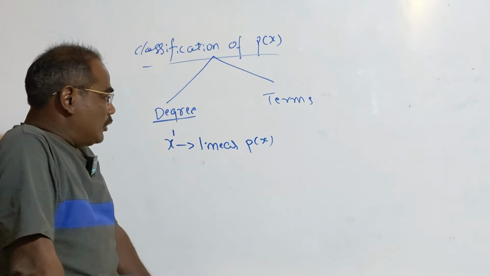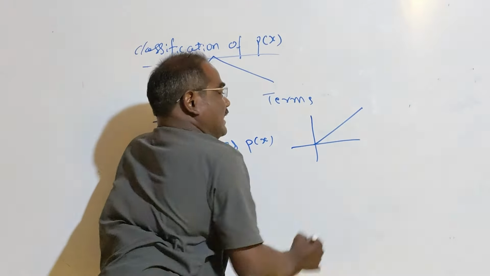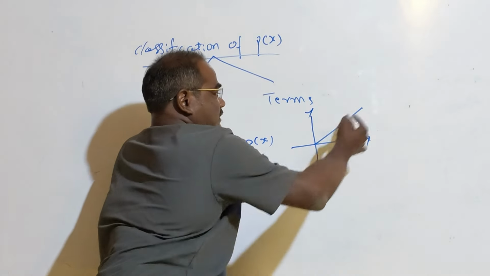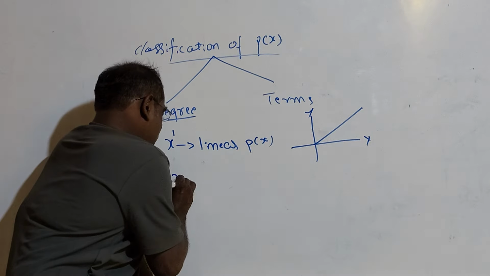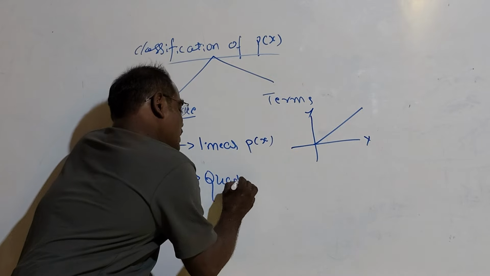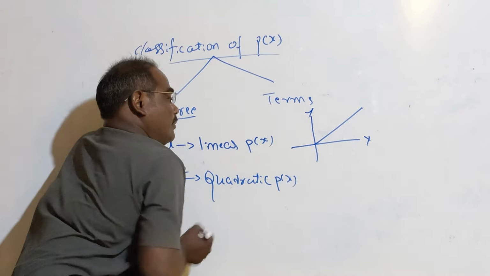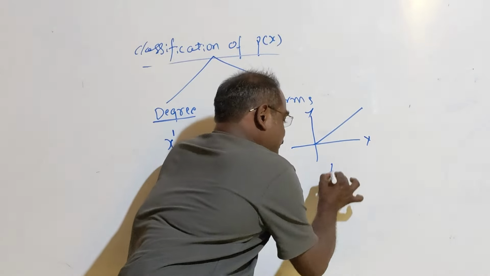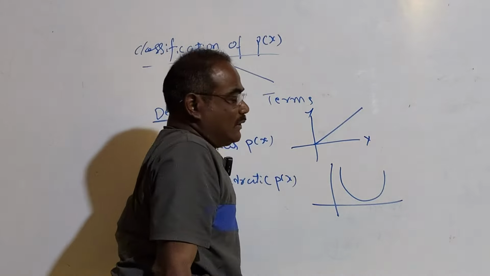Linear polynomial. Its graph is always a straight line. If I consider it as x, this is y, this is the slope. If x power is 2, then it is quadratic in nature. Quadratic polynomial. Okay. Here in quadratic polynomial, the graph of quadratic polynomial is a parabola. It is a parabola.